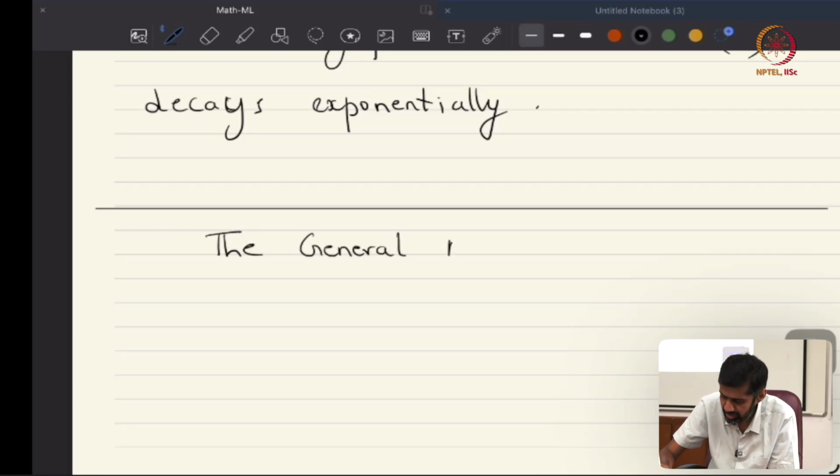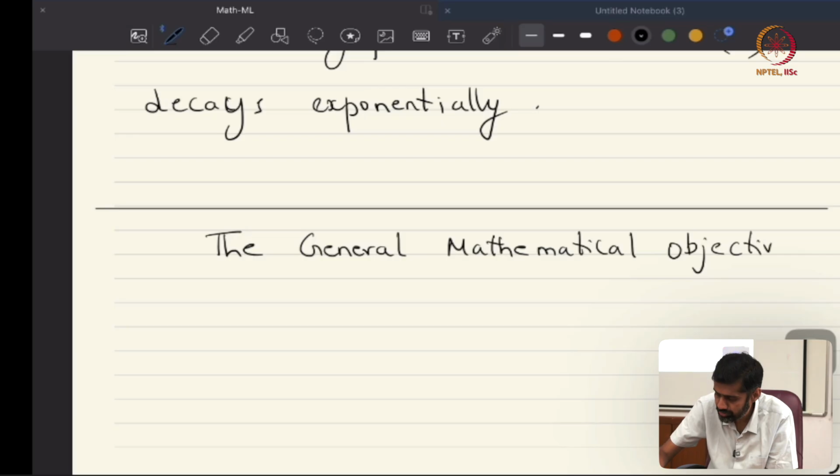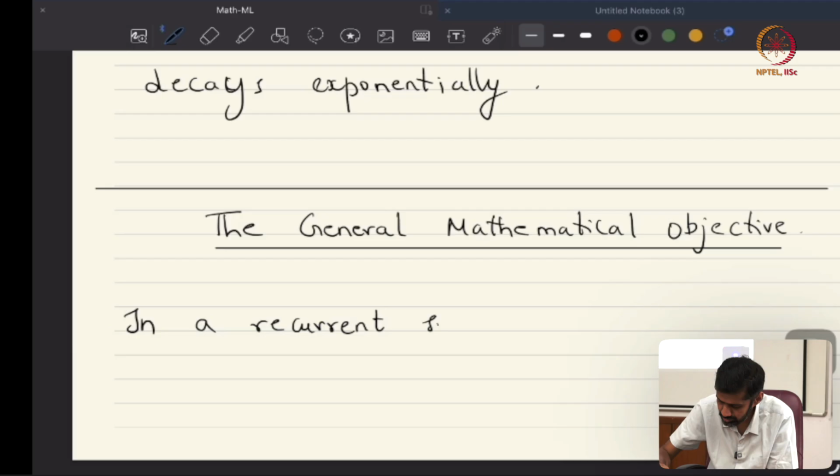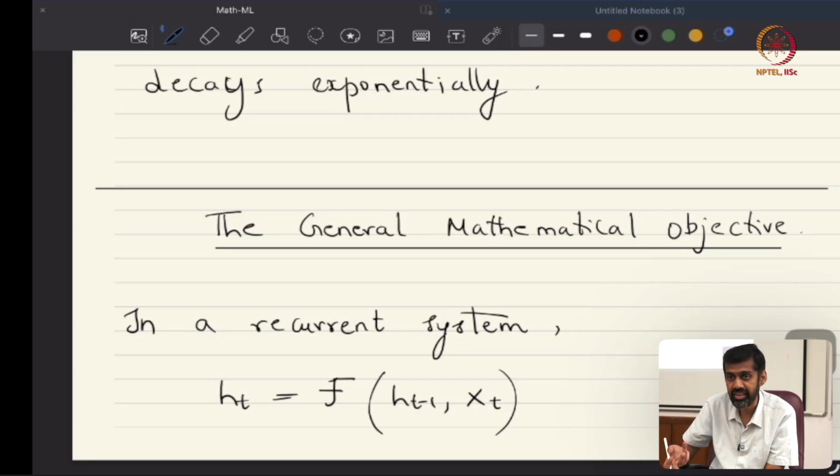See, general mathematical objective to solve the vanishing gradient problem. So, in a recurrent system, we have the hidden state ht equal to some function f of ht minus 1 and xt. This is the definition of recurrence, isn't it? Current state is a function of the previous state and the current input.